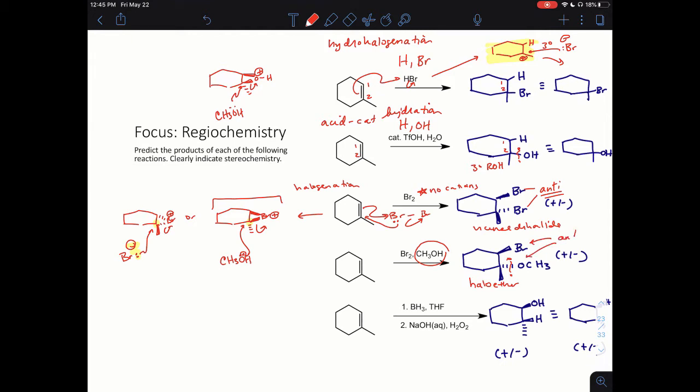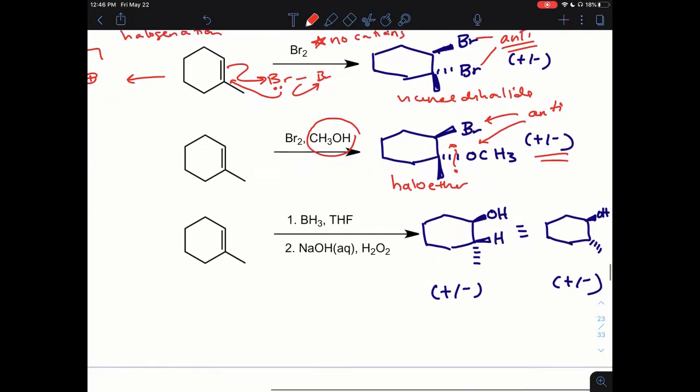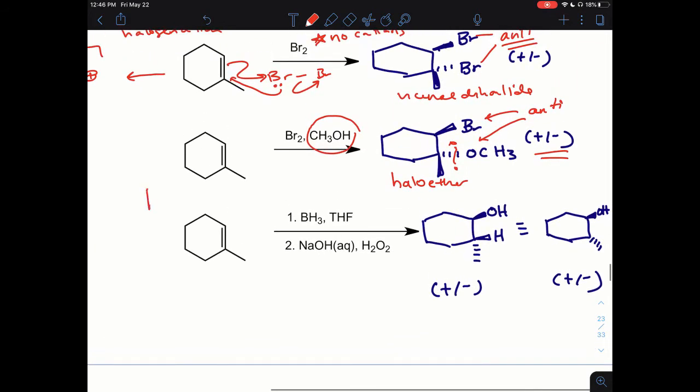And we see this anti-relationship between the bromine and the ether functionality because of the mechanism, because of that bromonium intermediate. And then again, racemic because either bromonium ion can be made. Finally, our last example, let's try to zoom in a little bit. This is a hydroboration reaction.